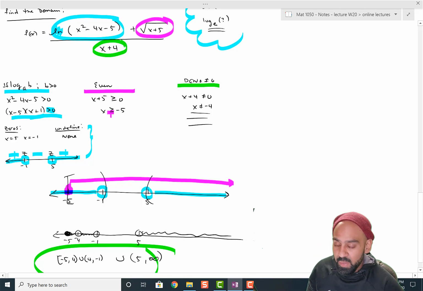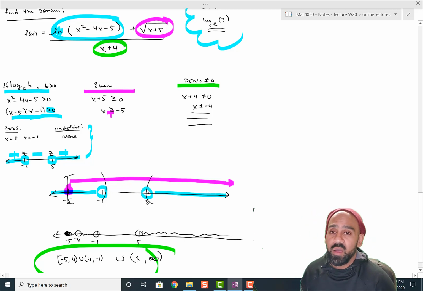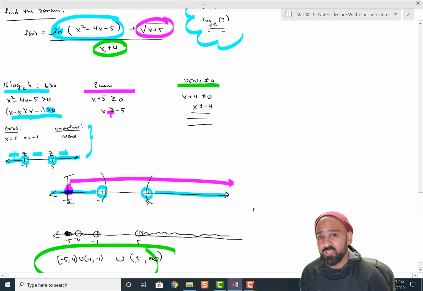All right, when we come back, now that we know that for logs, the arguments can't be equal to 0, we're in a position to actually start trying to solve some equations. So we'll start section 9.6 next time.